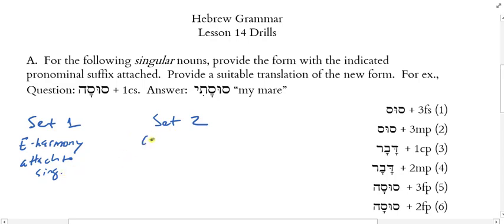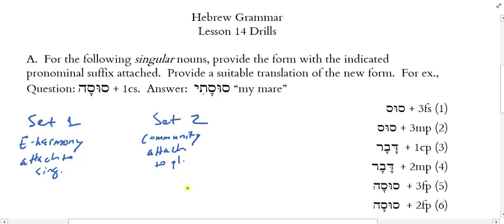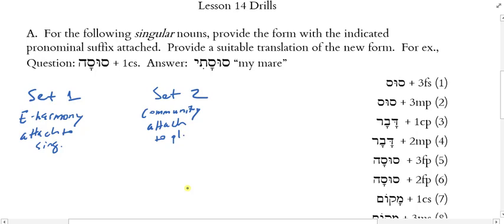Set two pronouns, I call these the community pronouns. These are the ones that are looking for plurals. They're looking for community. They want to find a plural group and attach to plural nouns. So eHarmony pronouns attach to singular nouns. Community pronouns attach to the plural nouns. The pronouns are fairly close to each other, but there are some slight differences. What is the most common thing you're going to see when you're attaching the set two pronouns, the community pronouns? You're going to see that yod. So keep your eye open for it. That's just a little bit of review, and we'll look at that as we look at these examples.